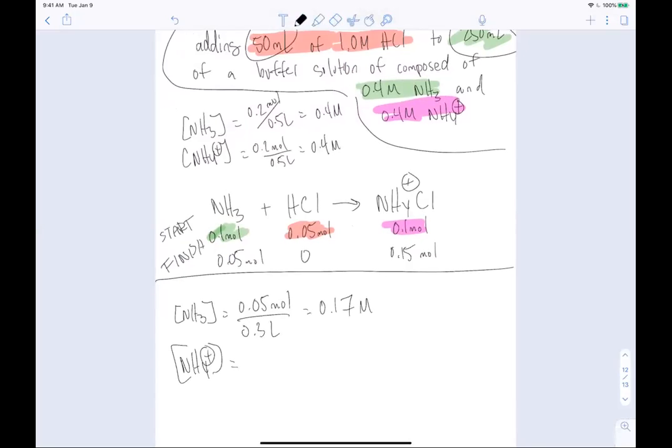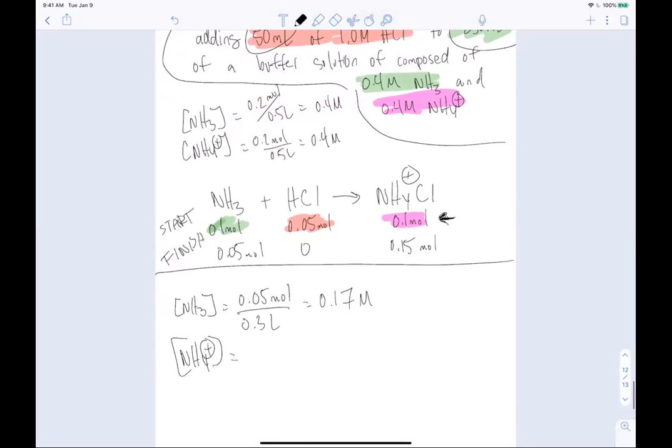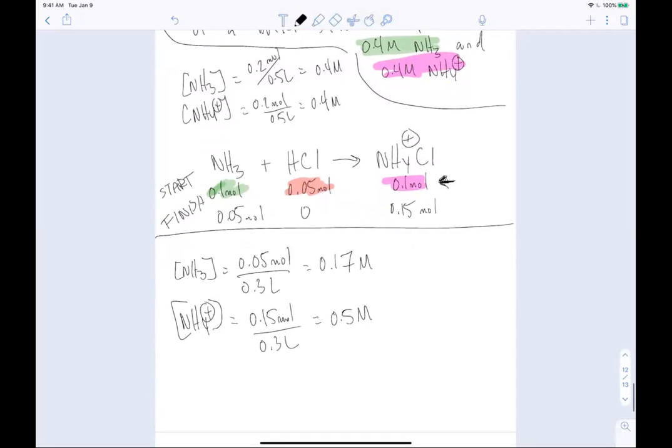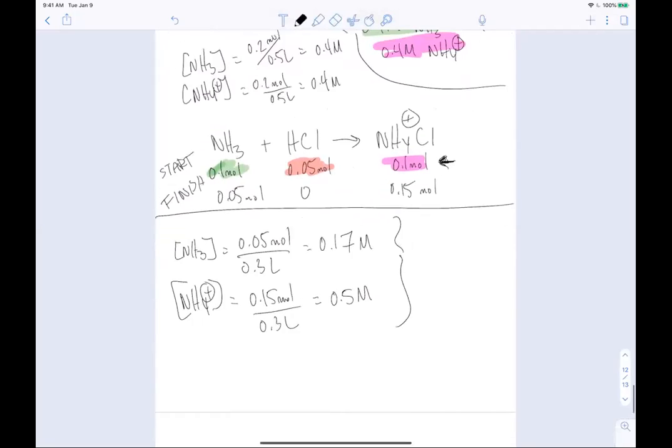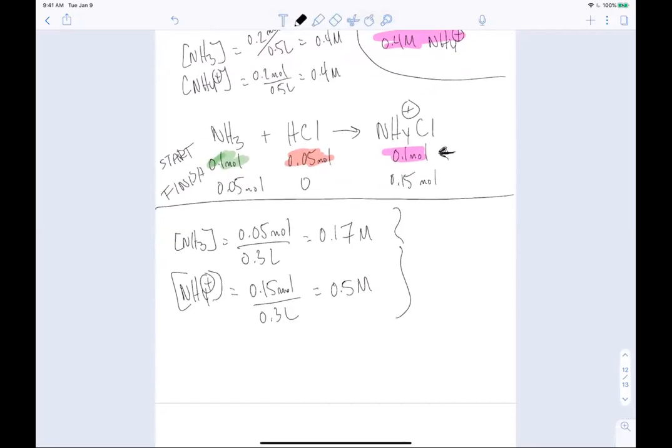I messed up. I need to add the amount here. This bookkeeping method I use is not perfect. But we have 0.15 moles, also divided by 0.3 liters. So now I have 0.5 molar. Because I still have an acid-base conjugate pair, I can just use this equation.